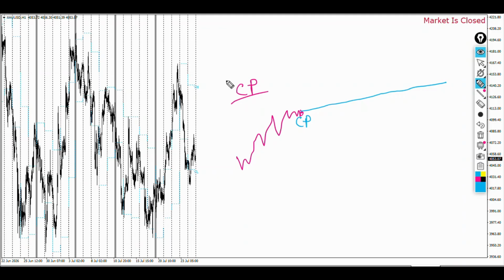So how can we draw our CP, the closing price? We just put a line from where the market closed on Friday. This is the Friday close. Let's say for example the Friday market closed in that area.